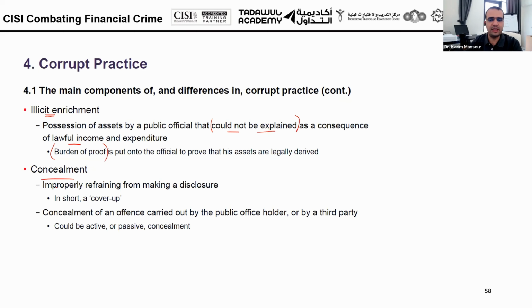Concealment can also be a corrupt practice: not making a disclosure, a cover up. Concealing an offense carried out by a public office holder or a third party could be active or passive concealment. Active means you are actively hiding something. You are actively putting obstacles in place to stop it from being exposed. Passive is not saying anything, not talking. That's still also considered as concealment.